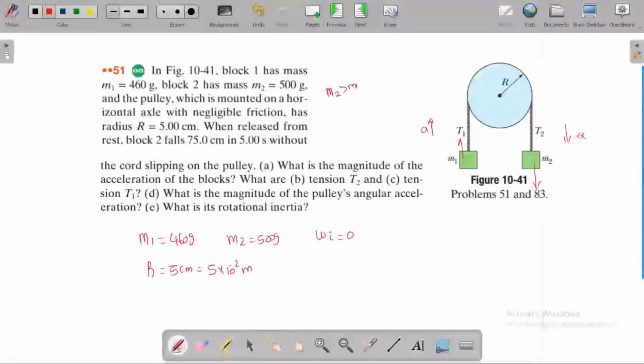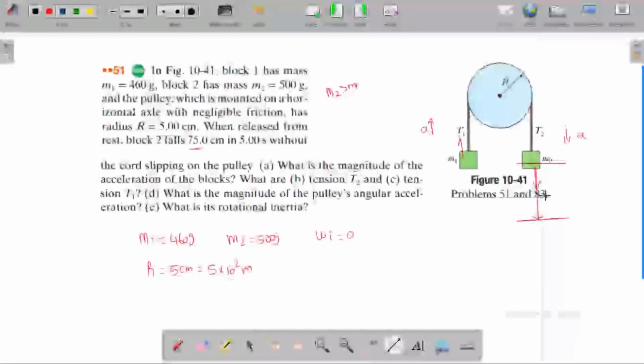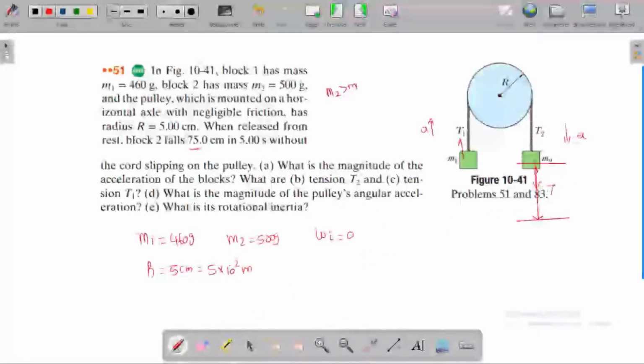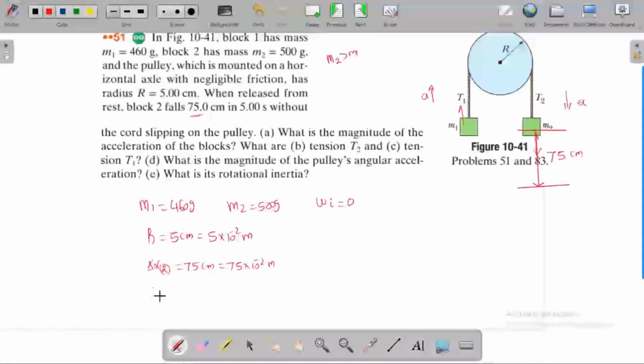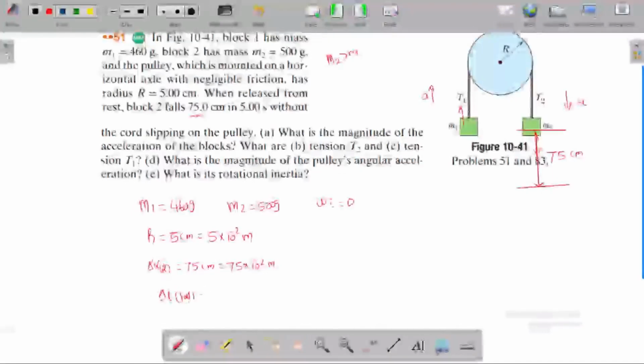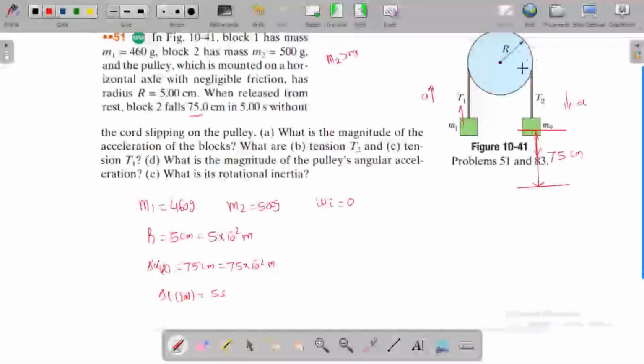Block 2 falls 75 cm. This is the displacement of the block in a time of 5 seconds. So the displacement Δx of block 2 is 75 cm, converted into meters, 75 × 10^-2 m. The time taken to fall, Δt, is 5 seconds. We assume the cord does not slip on the pulley, which is very important. If it slipped, there would be a friction force involved.